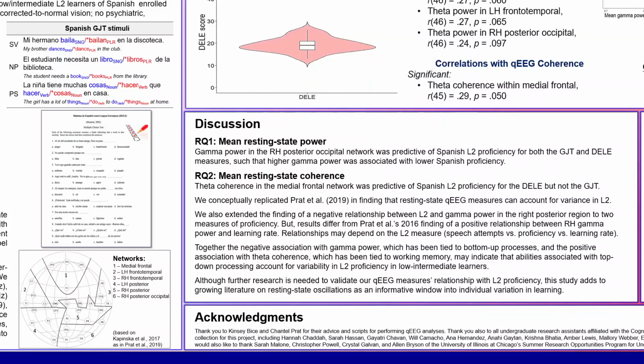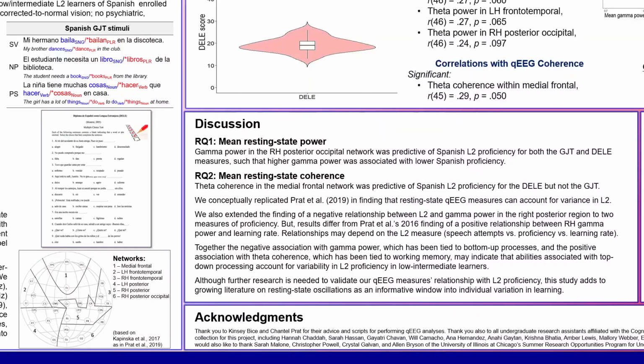Comparing our findings to Pratt and colleagues, we conceptually replicated their findings that resting state QEEG measures can account for variance in L2. We also extended their 2019 findings of a negative relationship between gamma power and L2 proficiency measures. However, because the direction of our correlation differs from Pratt et al.'s 2016 findings, this may suggest that relationships depend on the specific L2 measure used.